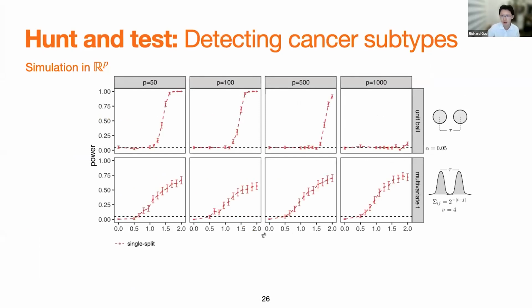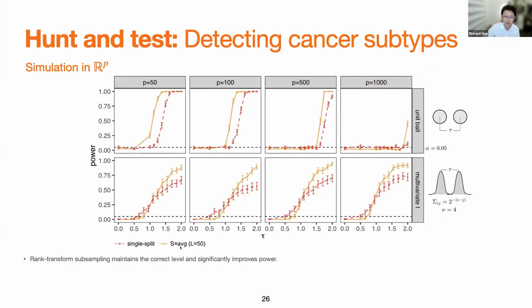So this is to run the earlier procedure, the single split hunt and test procedure for multivariate unimodality, under different settings. And we can use what I just described, the rank transform subsampling, to greatly improve its power. For example, this is by aggregating 50 realizations with the aggregation function being the arithmetic mean. You can see immediately a power improvement. And this is using a different aggregation function, which is the minimum. And you see a different power improvement, particularly on the bottom setting.